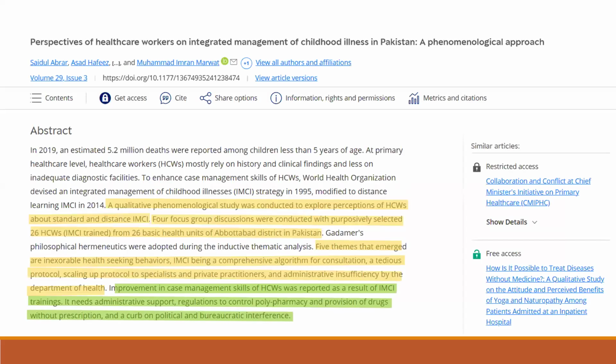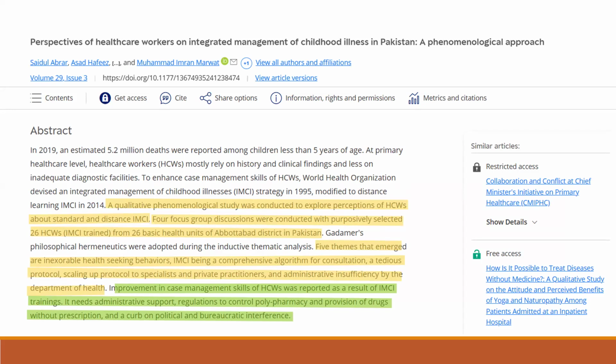Recent updates. This was an article published in 2024 on the perspective of healthcare workers on integrated management of childhood illness in Pakistan. It was a qualitative study in which a phenomenological approach was used, conducted to explore the perception of healthcare workers about standard and distant IMNCI.